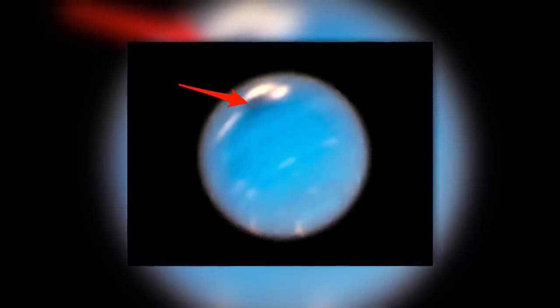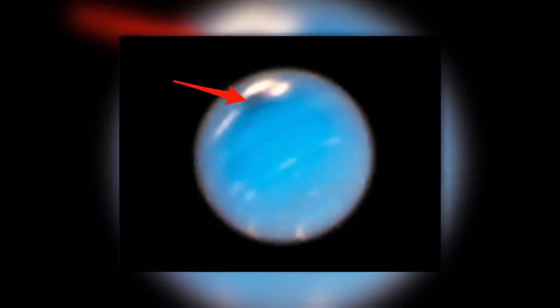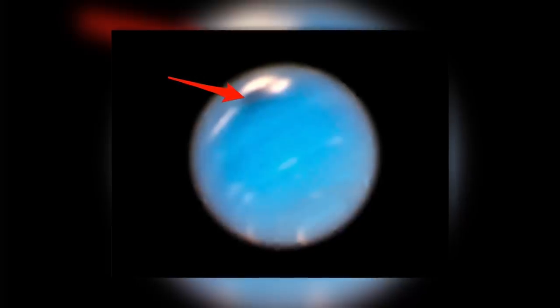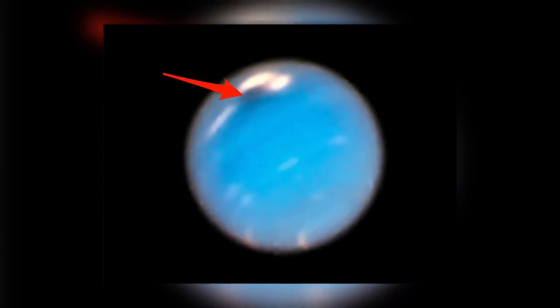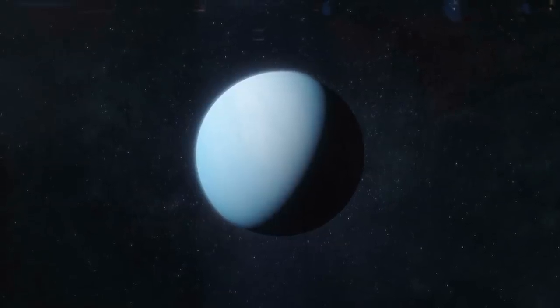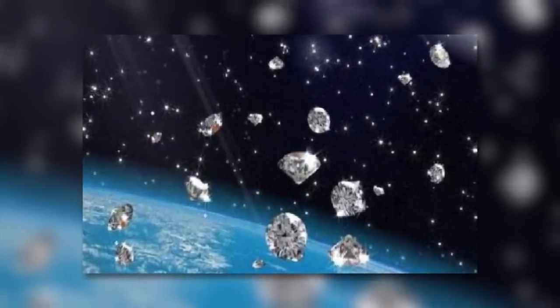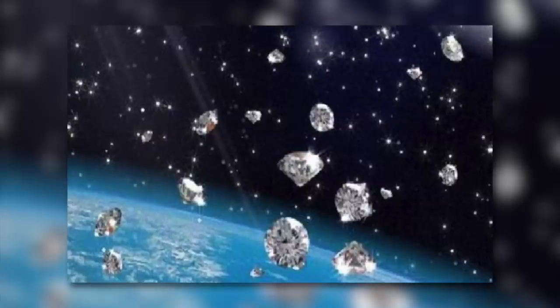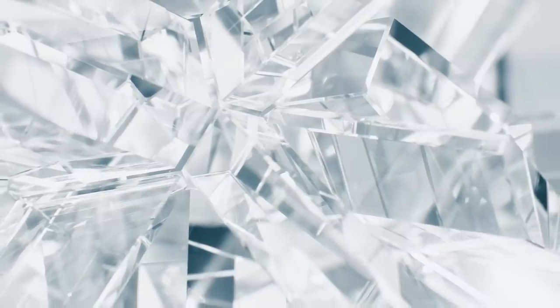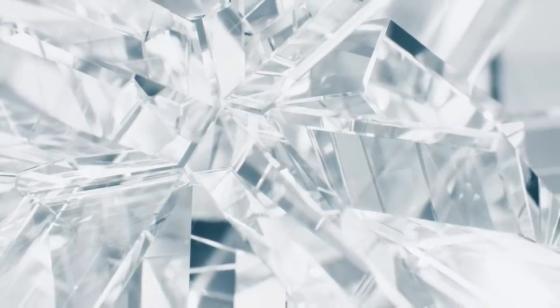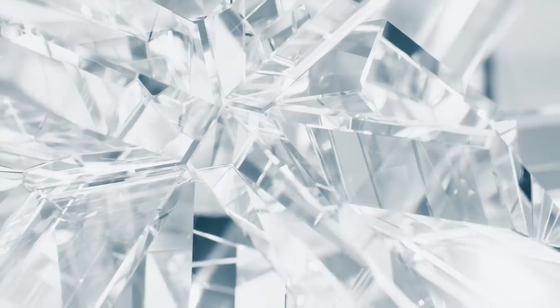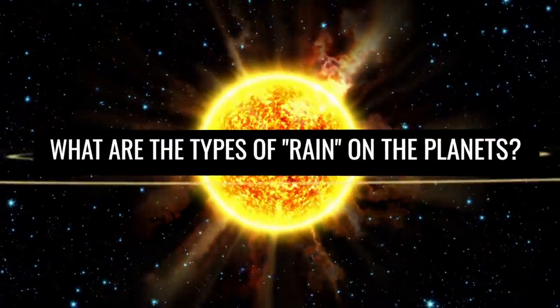Neptune has the strongest winds in the solar system, which can reach up to 1,491 miles per hour. Since the surface of the planet is very flat, these winds and storms are not slowed by geographical features either. Neptune is a gas planet and produces diamond rain, just like Jupiter and Saturn. What are the types of rain on the planets?